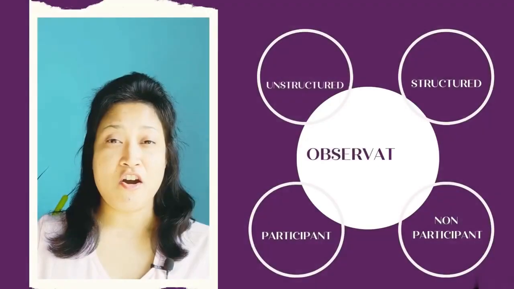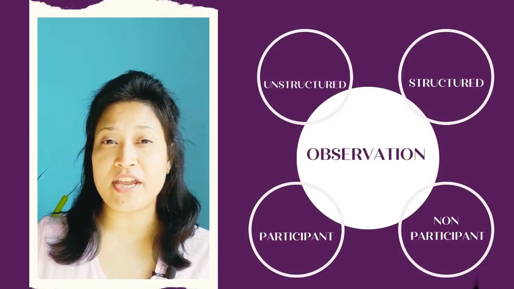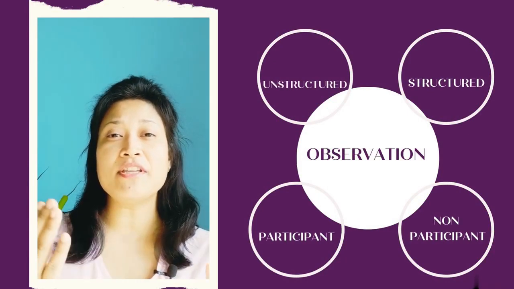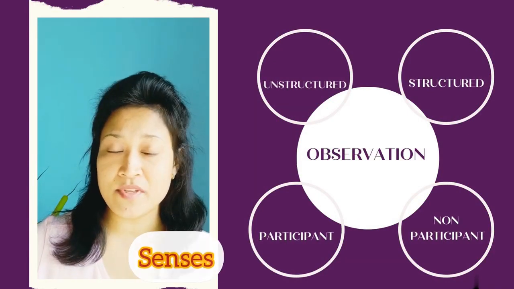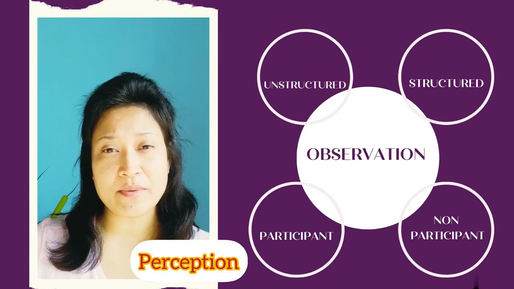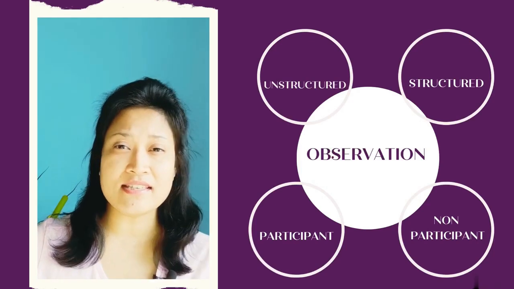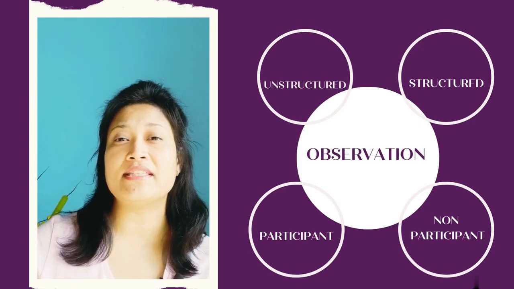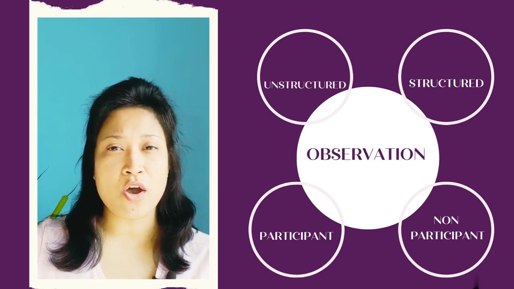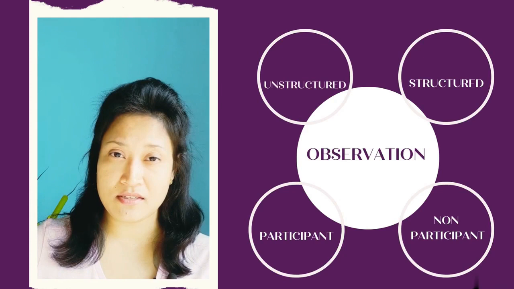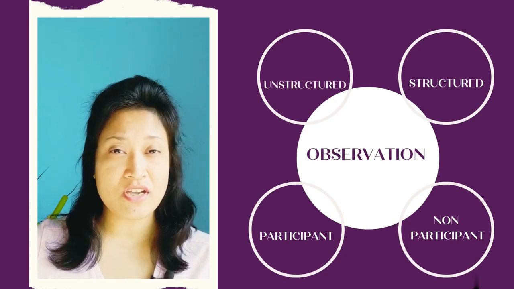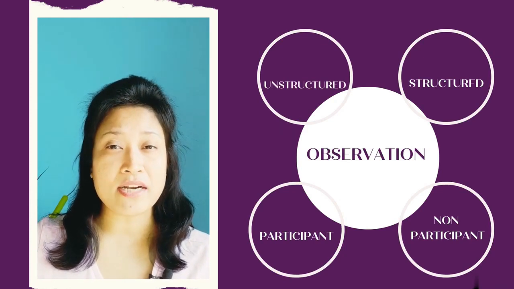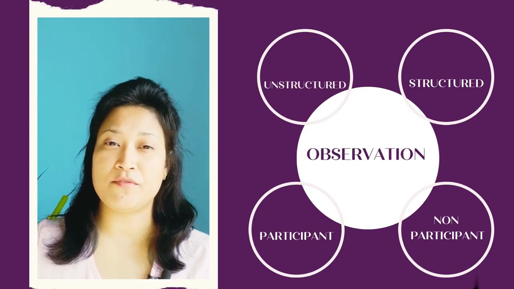Observation is the capacity of the individual to know the environment by use of their senses, concentration, and perception of the facts. It is a systematic and deliberate study through the eye of spontaneous occurrence at a period of time. Observation can be done in three ways: unstructured observation, structured observation, participant and non-participant observation.